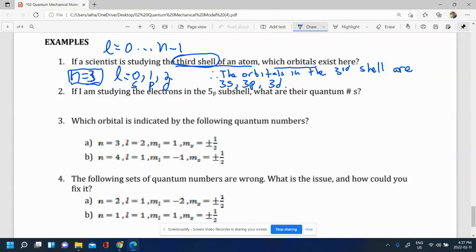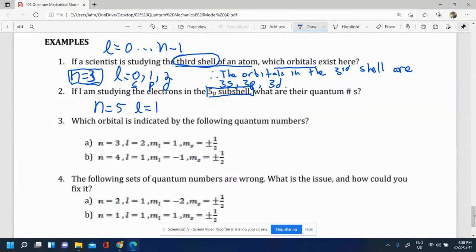If I am studying the electrons in the 5p subshell, what are their quantum numbers? So let's go take a look at what the question is saying. The question is saying the 5p subshell. So that gives us actually a lot of information. That tells us what energy level we're in. We are in energy level n is equal to 5. Great. Another interesting thing that tells us is we are in P. That tells us our L level right away. We don't have to guess. We don't have to write L is equal to 0, 1, 2, 3, 4. We are told it's P. If you're in P, you are in L is equal to 1.